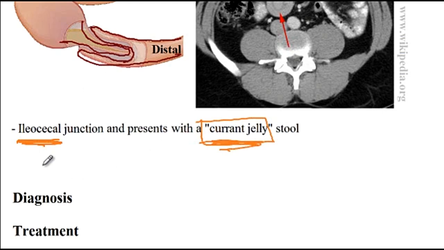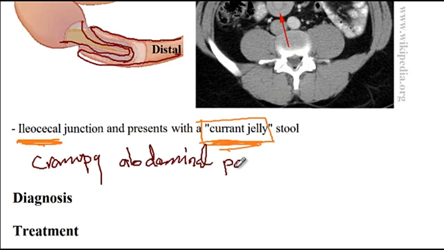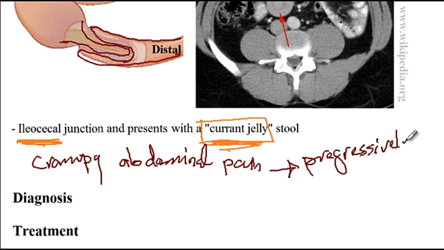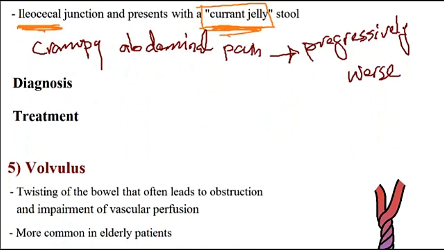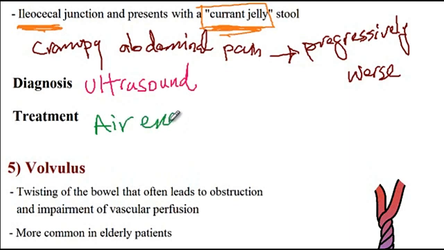And so as for clinical presentation, these patients present with a sudden onset of crampy abdominal pain that occurs at 20 minute intervals, and then the pain keeps on progressively getting worse with every episode. And then for the diagnosis, you can use ultrasound, and treatment is with non-operative reduction by air enema.